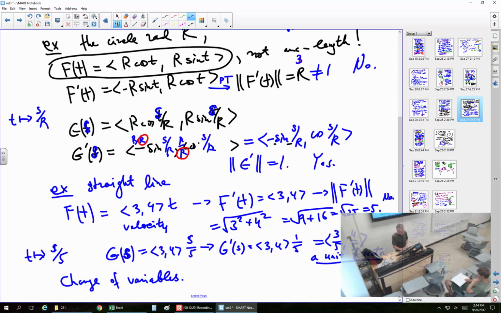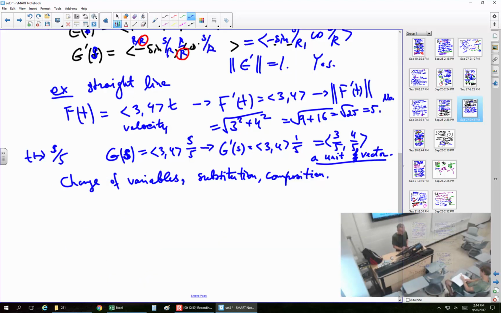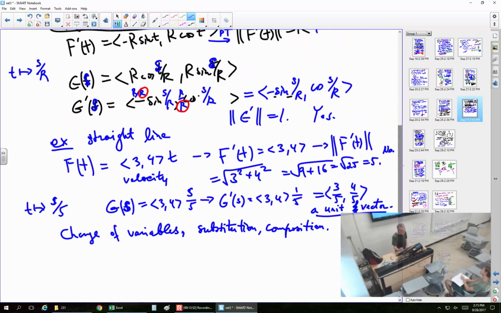Change of variables. You'll see why the term is better sometimes in a minute. But change of variables is slightly more specific than just to say we do substitution or composition. So all of these words apply, but change of variables is slightly better. So what we're talking about is then, in the former case, t is equal to s over r, and in the latter, t is equal to s over 5. Okay? So, in other words, this is what we're looking at.